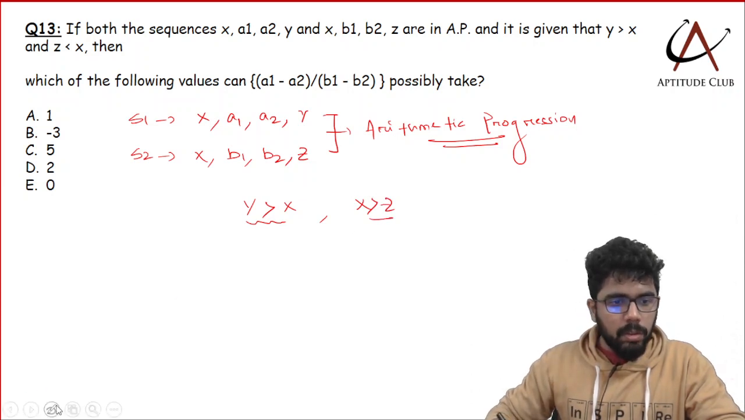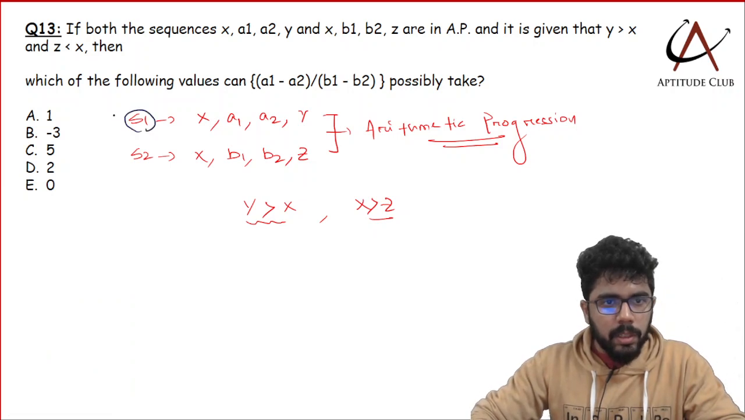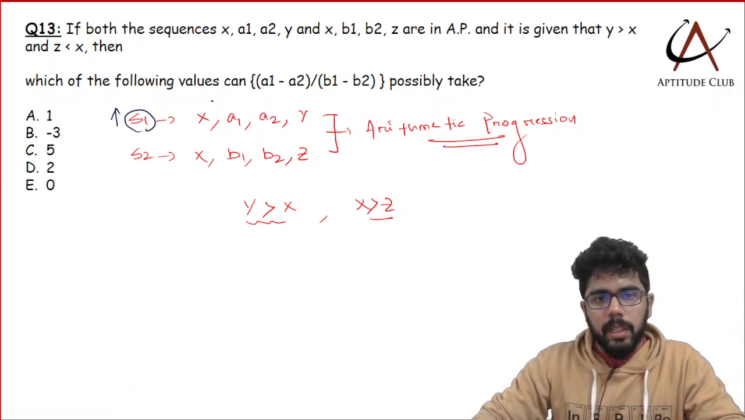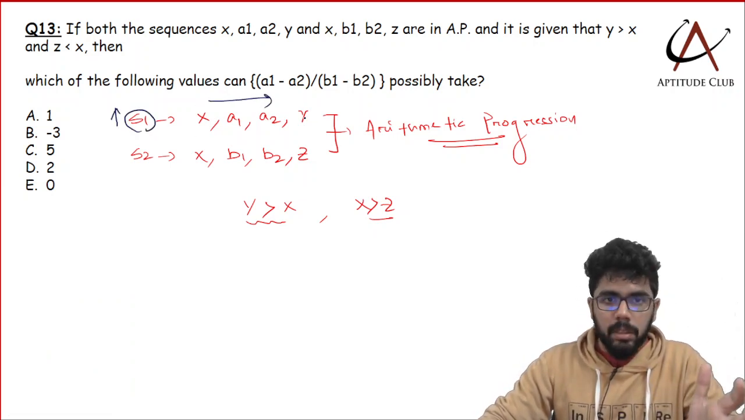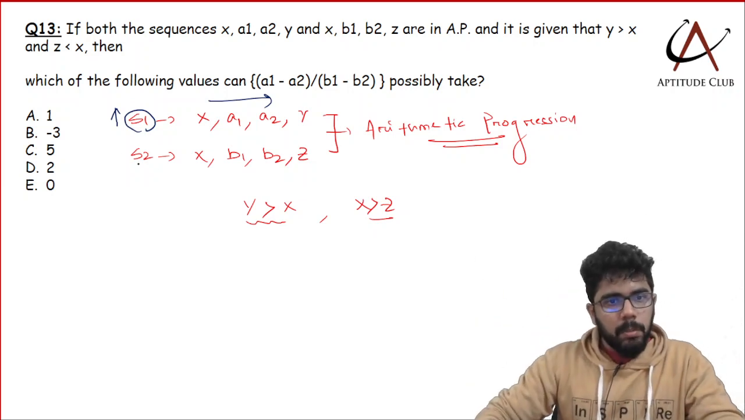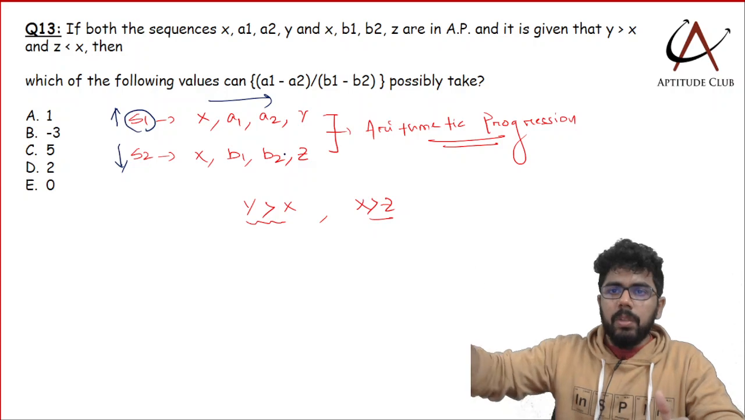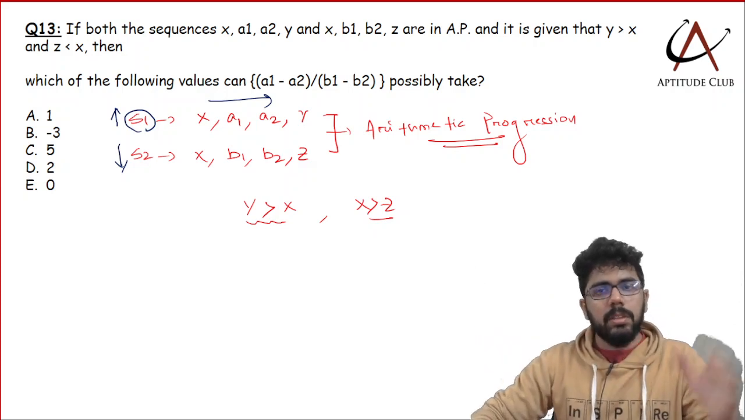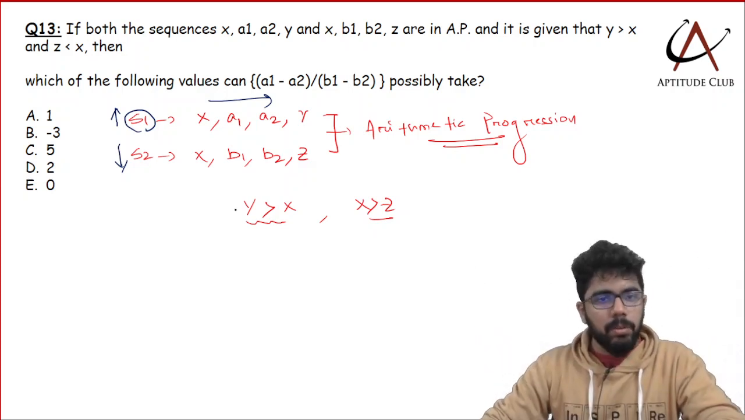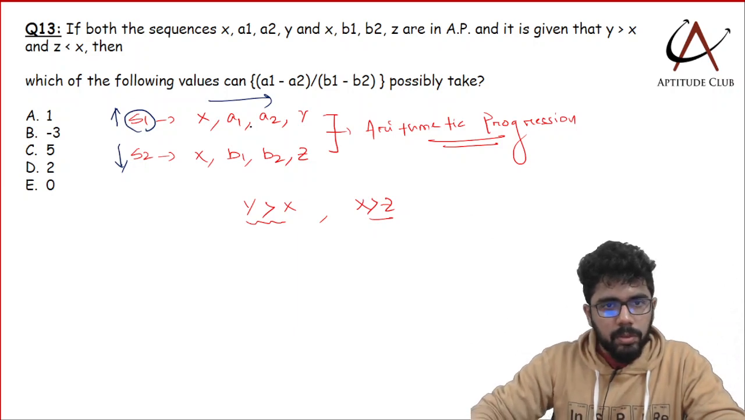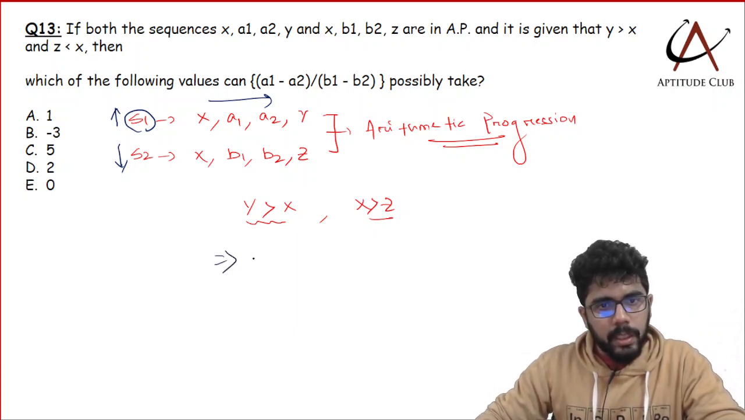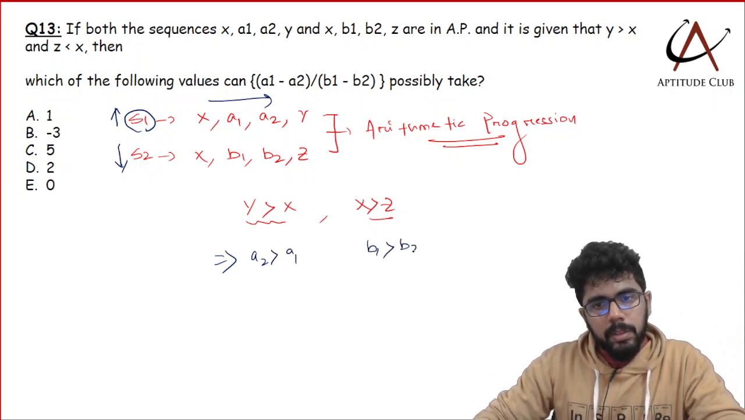So what I can conclude here is that sequence S1 is increasing, क्योंकि X से जब Y जा रहा है Y is greater, तो gradually increase हो रहा है. But sequence 2 is decreasing because X is greater than Z. So while I'm going ahead in the sequence, my terms are gradually decreasing in value. So from this I can conclude if Y is greater than X, then A2 is greater than A1, and if X is greater than Z, then B1 is greater than B2.